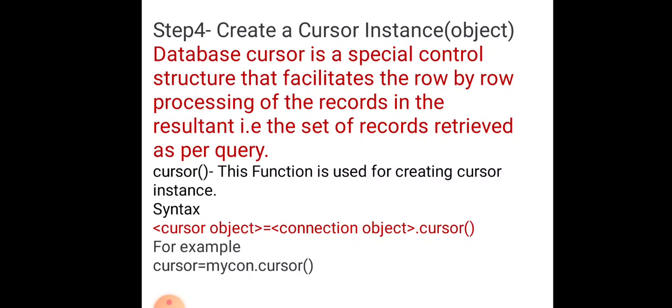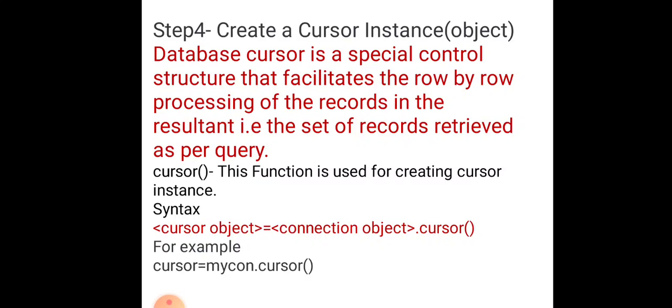But you may want to access the retrieved data one row at a time. But query processing cannot happen one row at a time. So we use a special type of control structure called a database cursor that gets access to all the records retrieved as per the query and allows you to traverse the result set row by row. So a database cursor is a special control structure that facilitates the row by row processing of the records in the result set, that is the set of records retrieved as per the query.